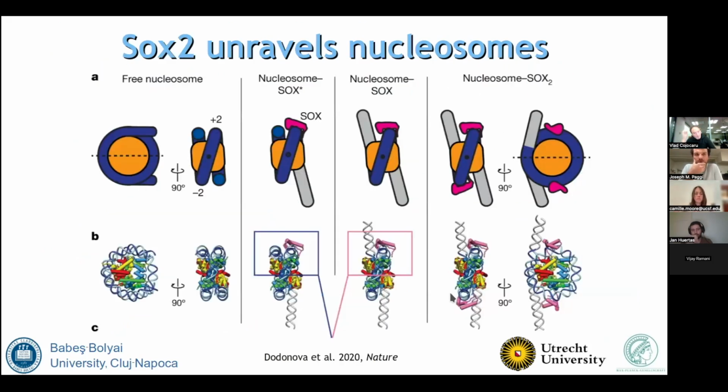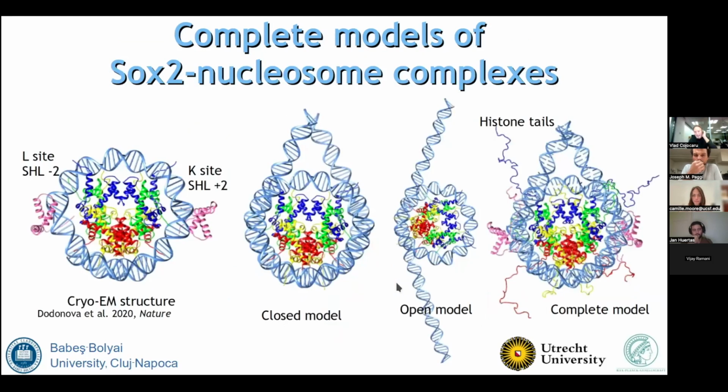So we came back to the paper of Patrick Cramer, in which they resolved the structure of SOX bound to two different sites on the nucleosome, SHL +2 and -2. And this shows a massive opening of the nucleosome structure. So we asked ourselves if we can actually simulate that. Can we simulate the opening? First, we needed to create atomistic models starting from this structure. The structure has a poor quality in terms of side chain orientations, and so on.